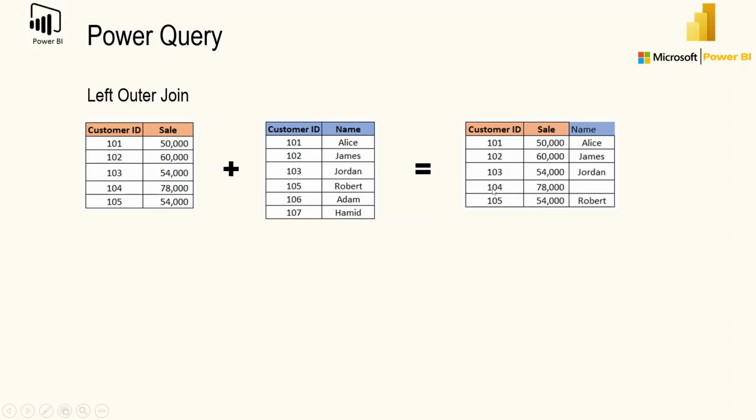In 104 it gives me this whole table, because it is a left outer join, so it picked all of the table on the left side, and it gives me the sale. But when it looks into the right side of the table, the customer table, it didn't find any 104 against which a customer name is present here, so it gives me blank here. So this is how the left outer join works.